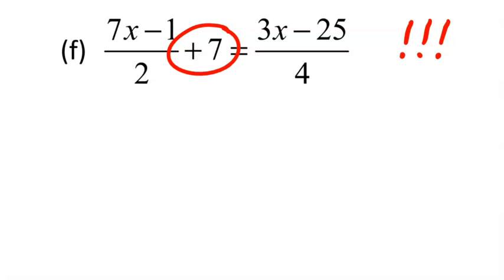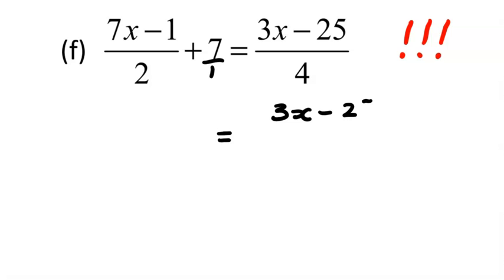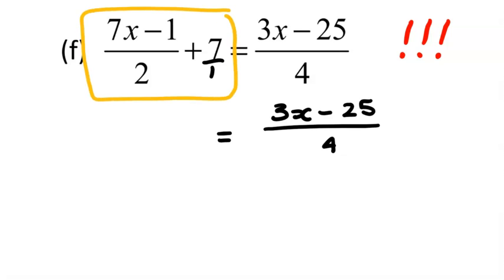Now, if we have plus 7, we know that that's a whole number and we can write whole numbers over 1. So what we're going to do, let's write down the right-hand side because that is perfectly all within a single fraction there and we don't have to do anything to adjust it. We're just going to be thinking about this left-hand side until we eventually end up with some sort of fraction, a single fraction on that left-hand side.